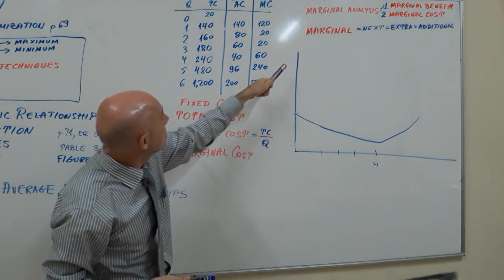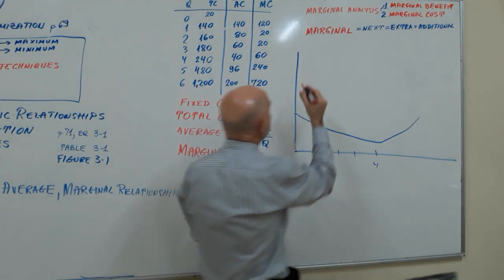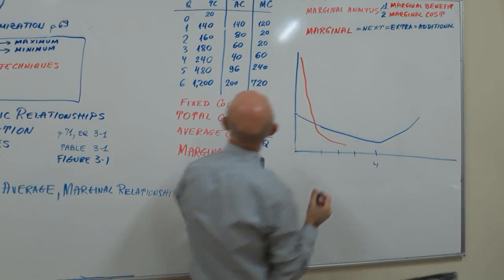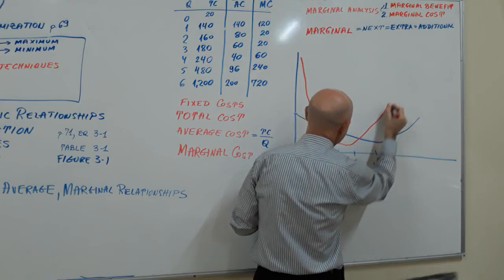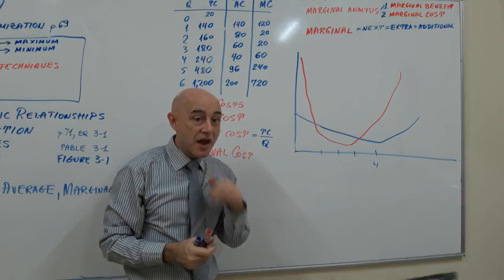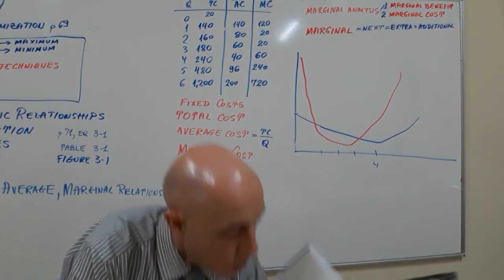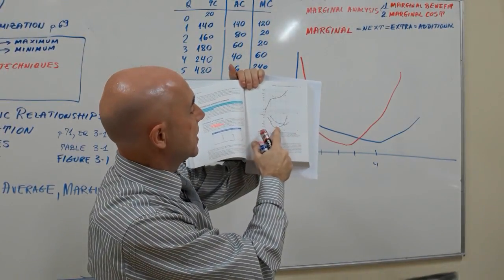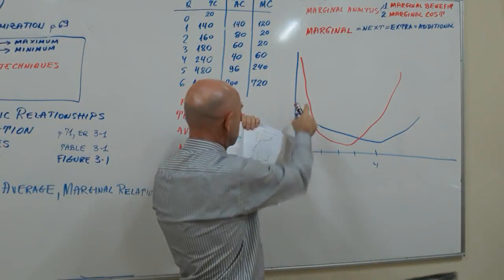Marginal cost starts a lot higher and drops very quickly, and then it rises very quickly. Okay. And you actually have pretty much the same picture right over here. At first the cost goes down, and then a little bit, and then rapidly up. That's the same as the red one.